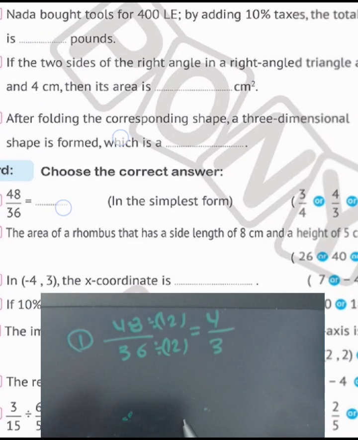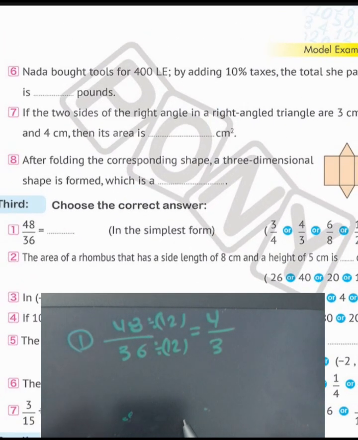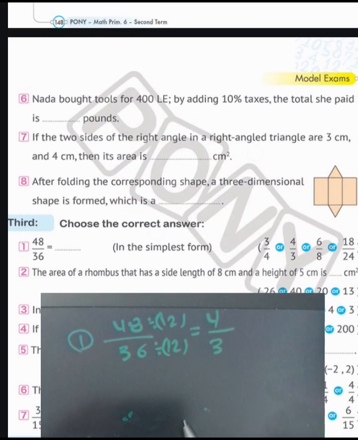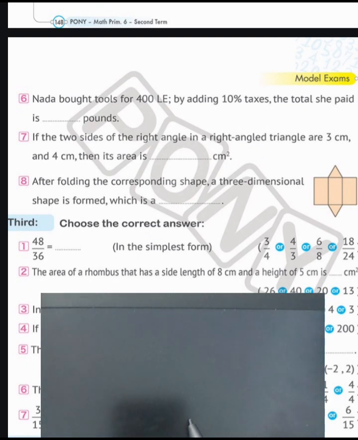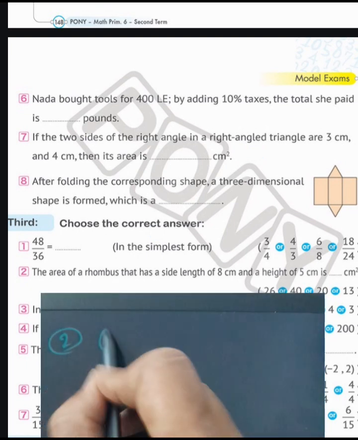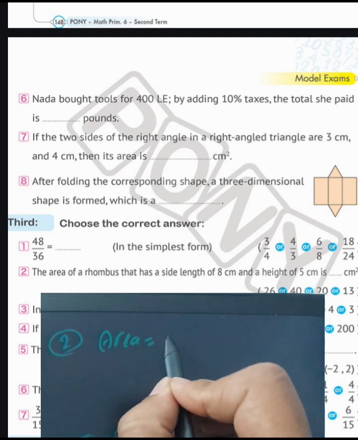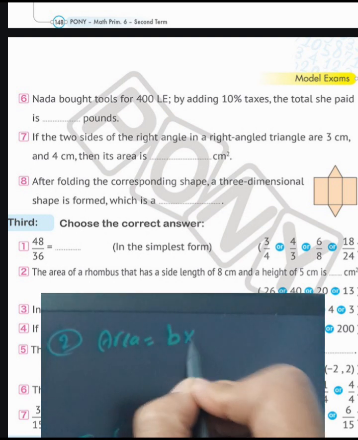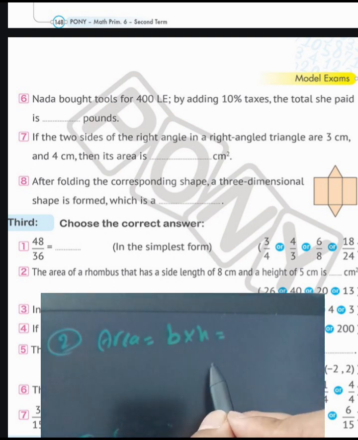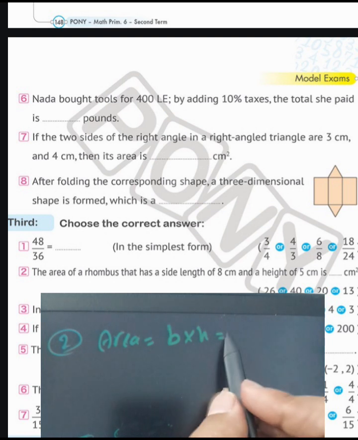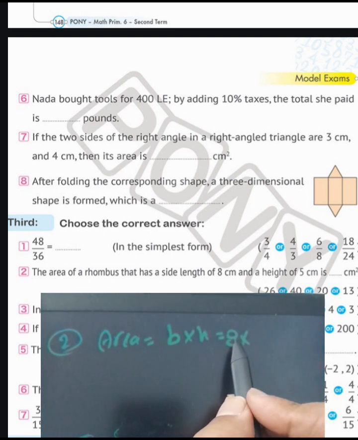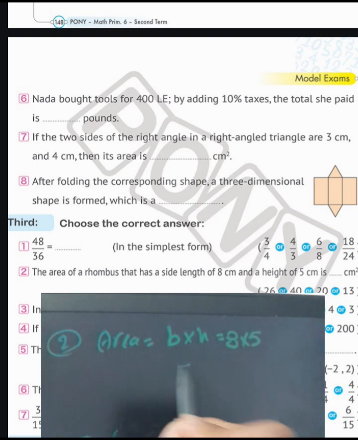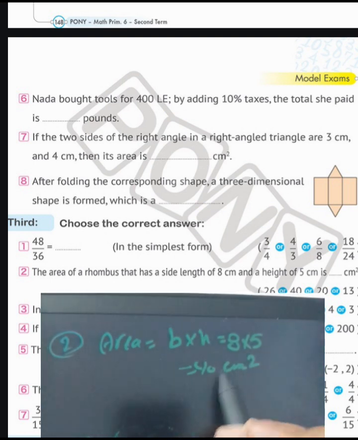Question number 2. The area of a rhombus with side length 8 centimeters and height 5 centimeters. We can find the area of a rhombus as base times corresponding height. The base here was 8, times the corresponding height, 5. 5 times 8 equals 40 square centimeters.